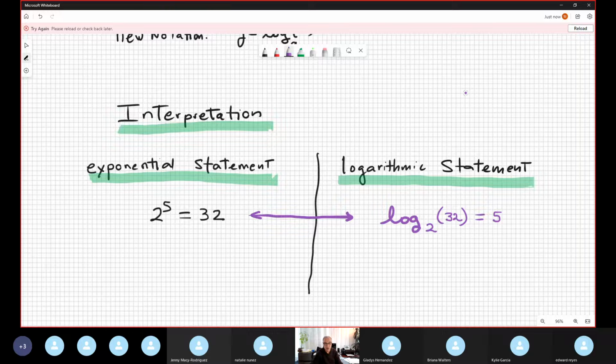Wow, so I need to understand. The logarithmic function gives me the exponent. The answer of the logarithm is the exponent: what exponent is necessary to raise the base in order to get the number inside the parentheses, the argument, which is 32. Okay? Another example.